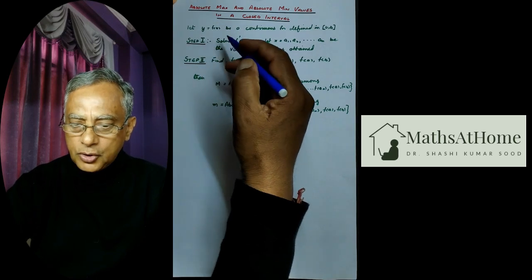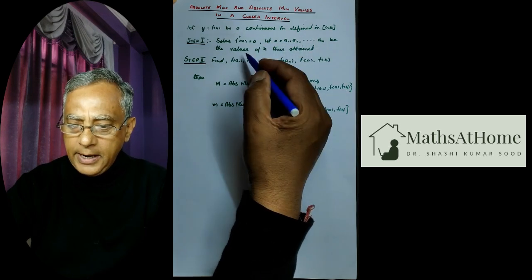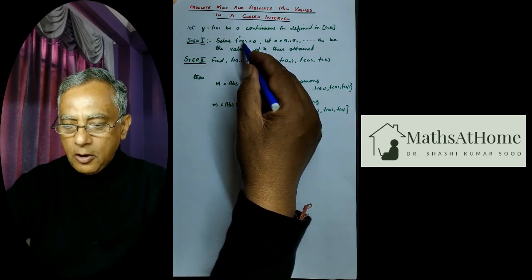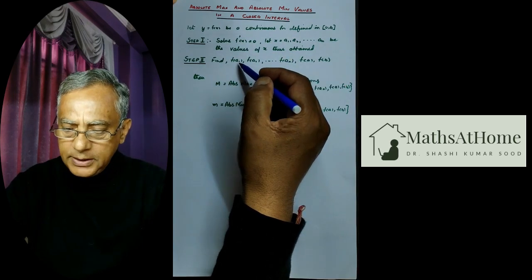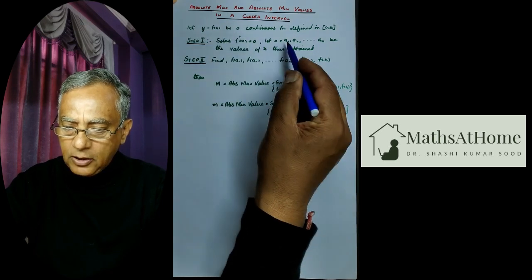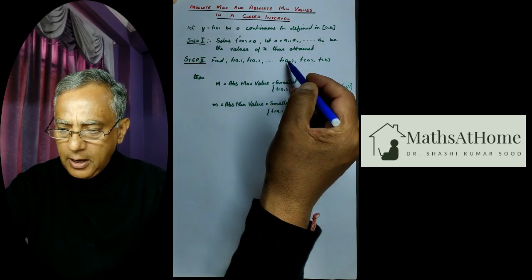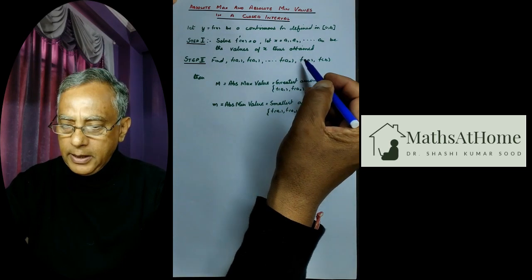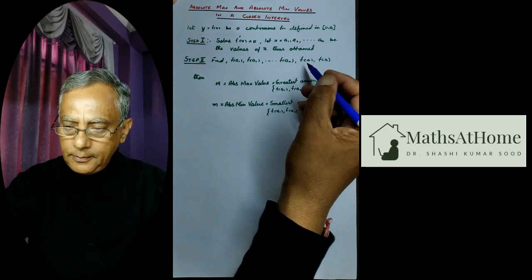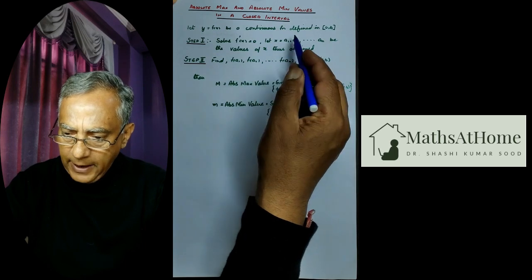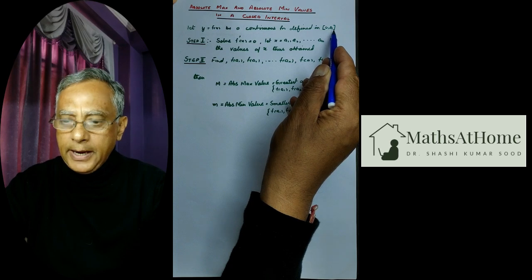Step 1 is to solve f'(x) = 0. Let x = a1, a2, ..., an be the values of x obtained by solving this equation. What we now do is find the values of f(x) at all these points, that is f(a1), f(a2), and so on up to f(an), and also find the values of f at the end points of the interval.